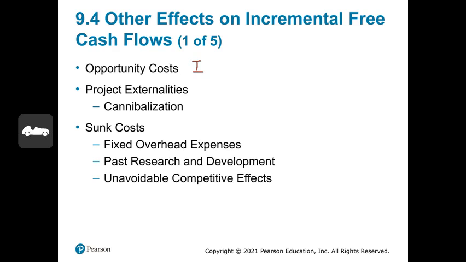For project externalities, this is the indirect effect of a project that may increase or decrease the products of other business activities of your firm. So if you introduce a new product line, let's say you are a car manufacturer and you introduce a new SUV, it might affect the sales of your other SUVs. If it's a smaller SUV or maybe a larger SUV, it could take away sales from some of that. So that's called cannibalization.